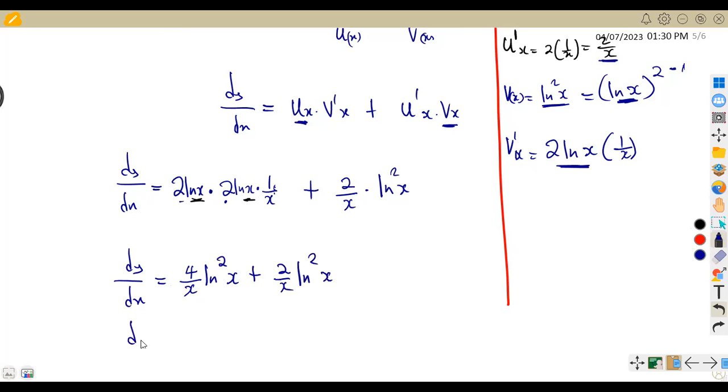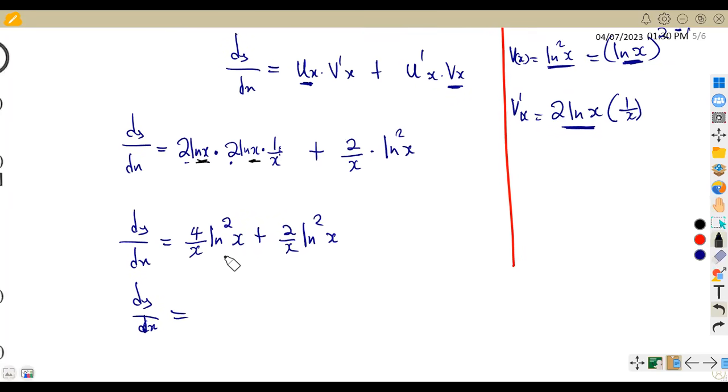Are you seeing that these are actually like terms that you're ending up with? You have a common factor of ln squared x over x. So you can add 4 plus 2, which is 6 over x. So this is going to be 6 over x. The ln is going to remain as it is. So it's going to be ln squared x. This part is what you can simply add. This is how you can simplify your like terms in this case.